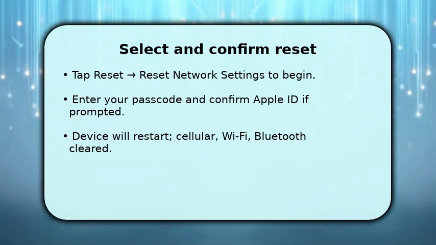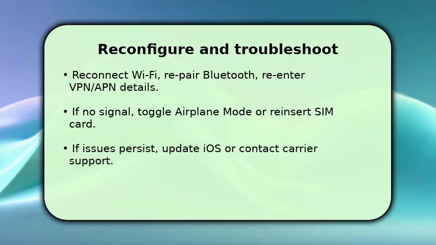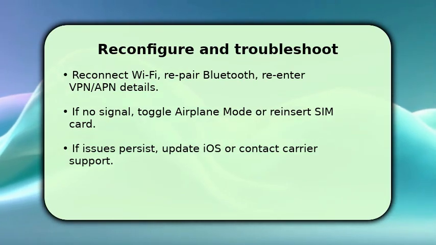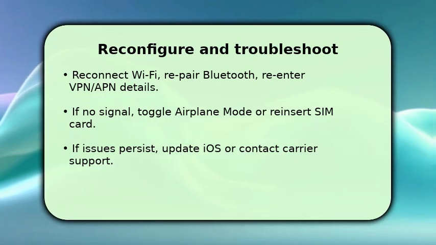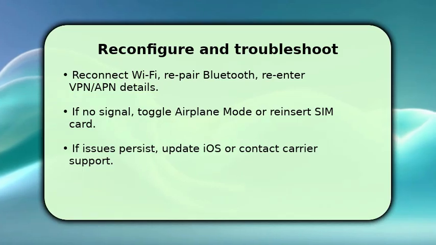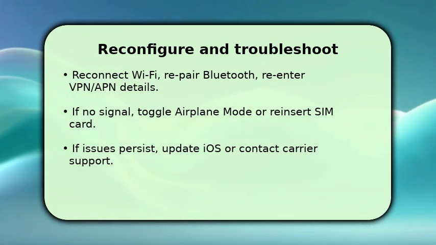After the restart, reconnect to Wi-Fi and repair Bluetooth devices. Then re-enter any VPN or APN settings you documented earlier so services work as before. If cellular signal is missing, try toggling airplane mode off and on, or power the phone down and reset the SIM card to reset network registration.